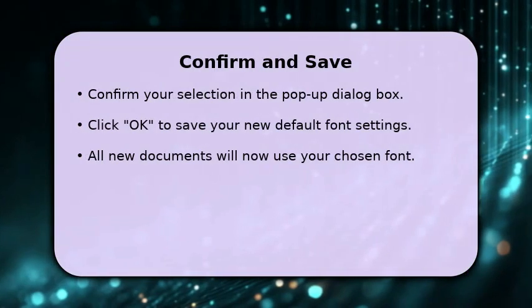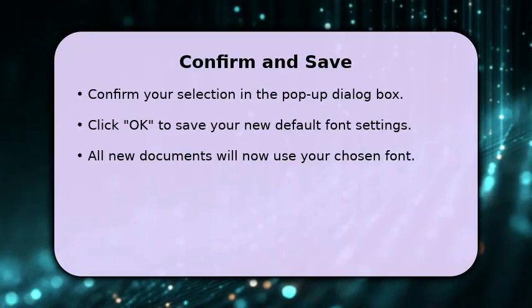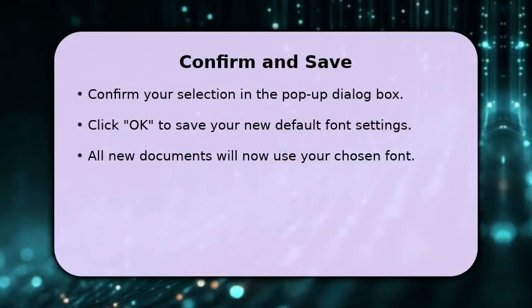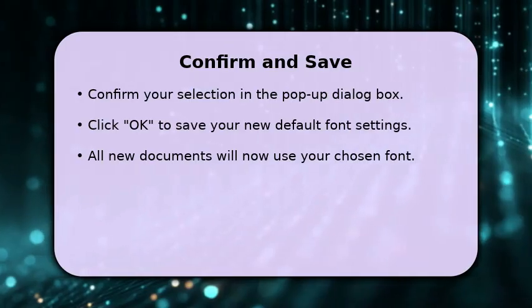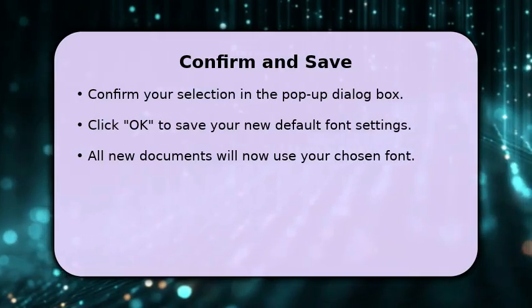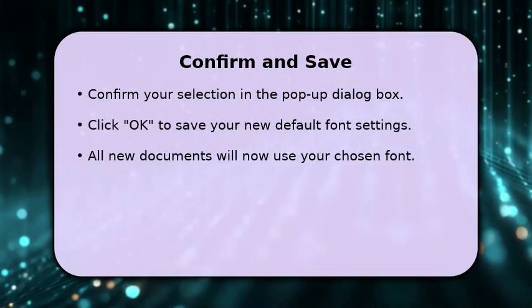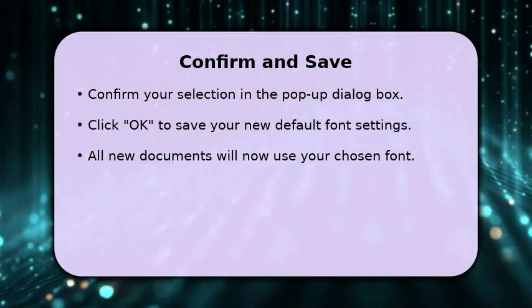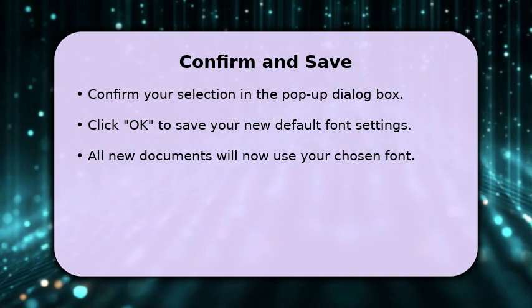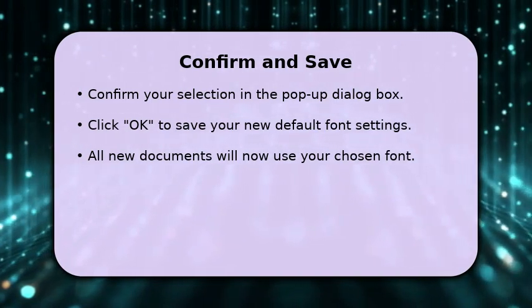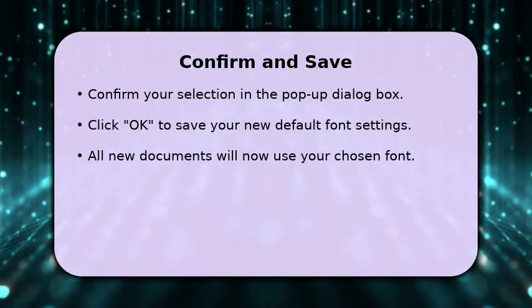After selecting all documents based on the normal template, you will need to confirm your choice. A final confirmation dialog box will appear, asking you to verify your decision. Simply click OK to save your new default font settings. From this moment forward, every new document you create in Microsoft Word will automatically open with your newly selected font, style, and size, streamlining your workflow significantly.